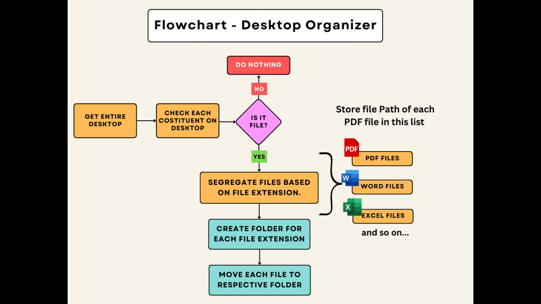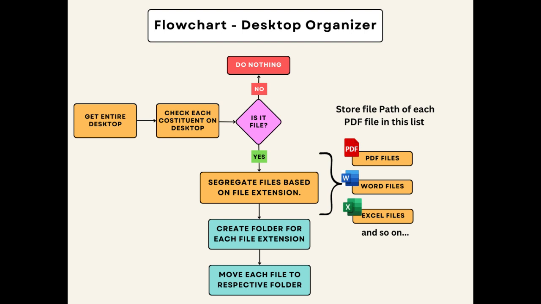This is a typical flowchart which I prepared for our desktop organizer project, which basically organizes all the files on the desktop. This is how the structure goes. First we'll see the entire desktop and check each file or constituent member available on the desktop. So we'll see each folder and each file available on the desktop. If the member is a folder, or it's not a file, we'll not do anything because that's part of an already available folder there. So we are not going to touch it.